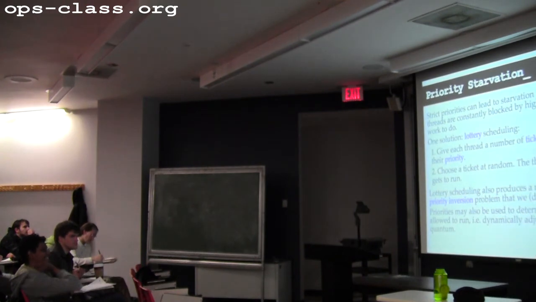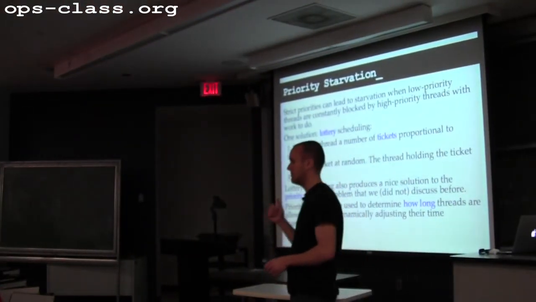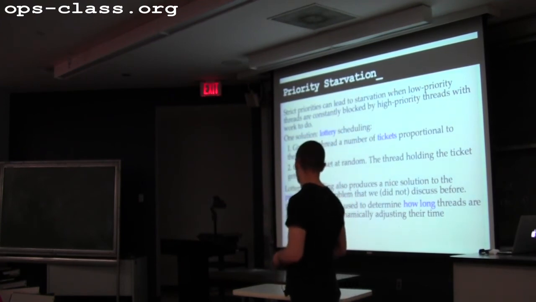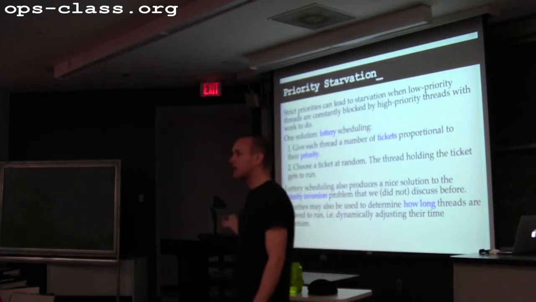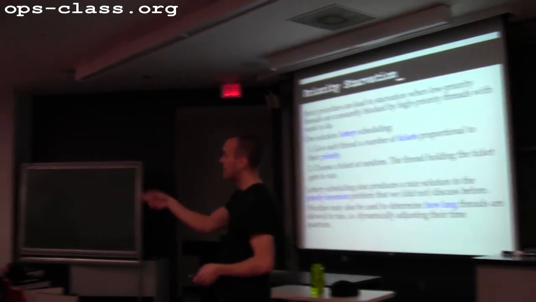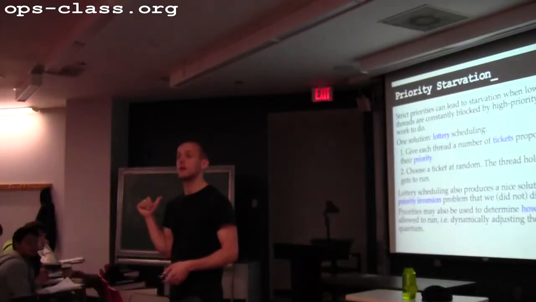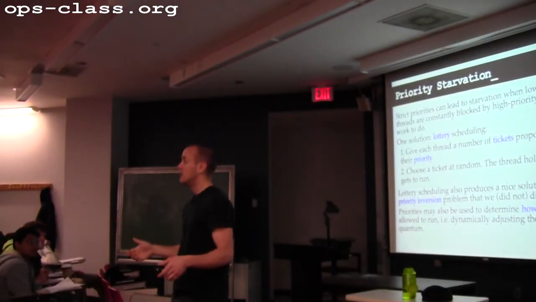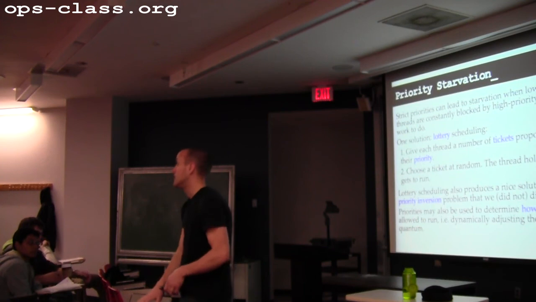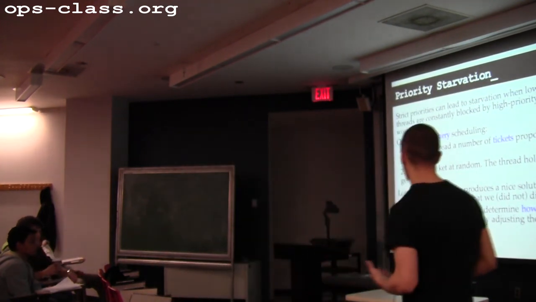Lottery scheduling also provides a nice solution to the priority inversion problem that we didn't discuss, and maybe I'll put something up about that because it's kind of cool. The other thing I might do with priority, rather than figuring out which thread to run, is, as somebody pointed out before, use those priorities to determine how long the quantum is for the thread. All the threads may still be run, but the higher priority threads may be run for a longer scheduling quantum.